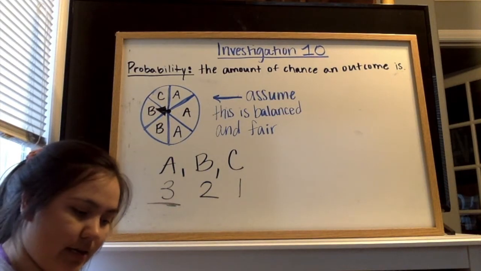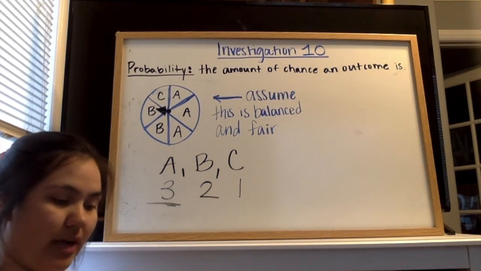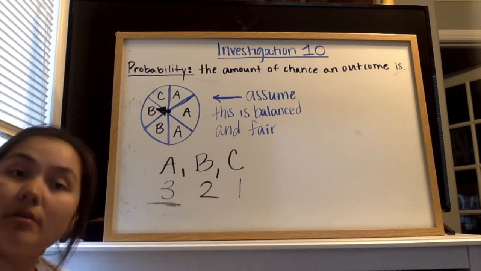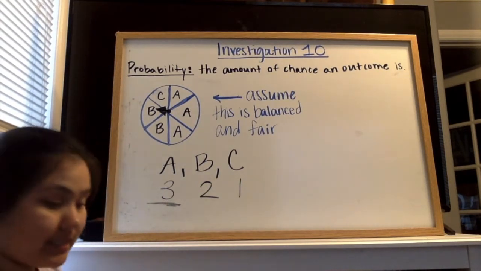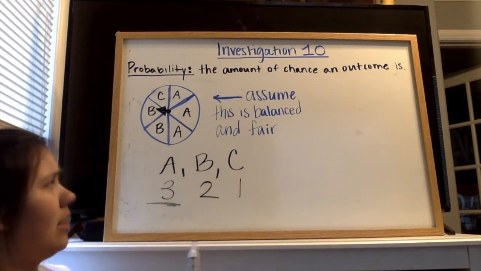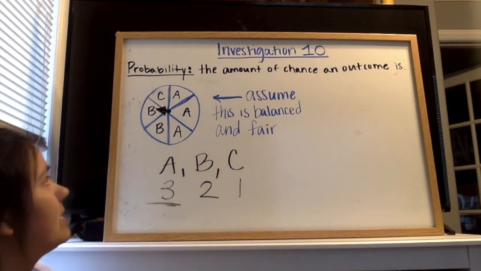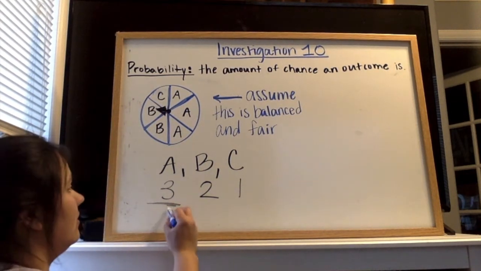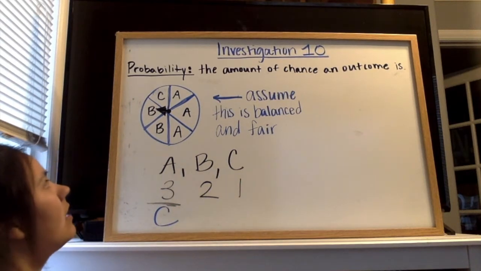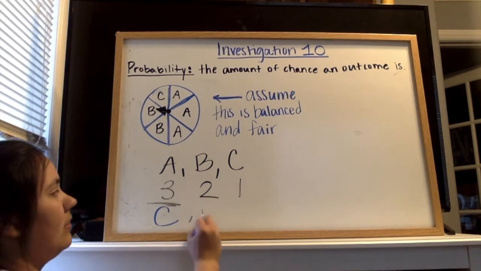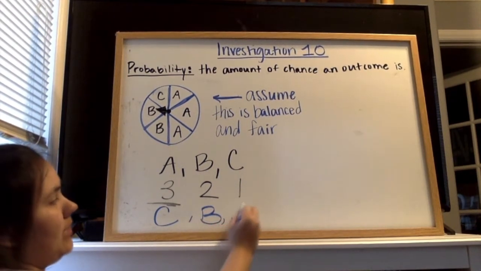Number 3, write the possible outcomes of a spin in order from least likely to most likely. Well, the least likely outcome will be letter C because there is only one of them on the spinner. The next least likely will be B, and the most likely will be A.